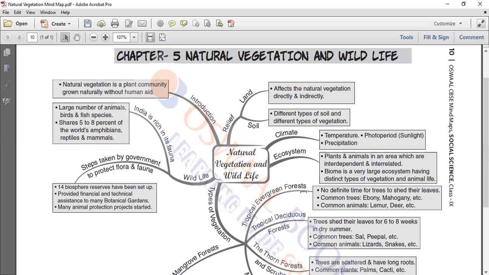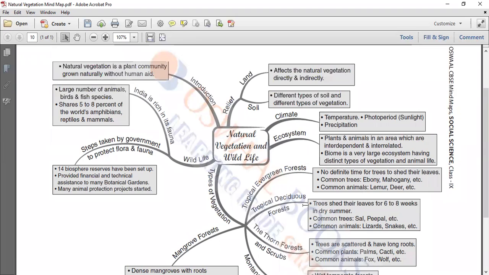So, with this, children, we have summed up the chapter today.